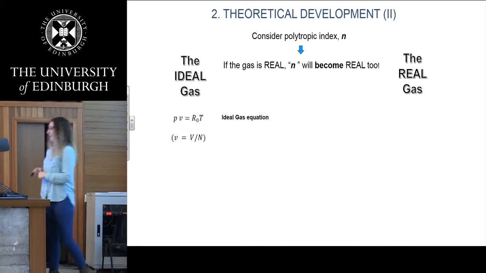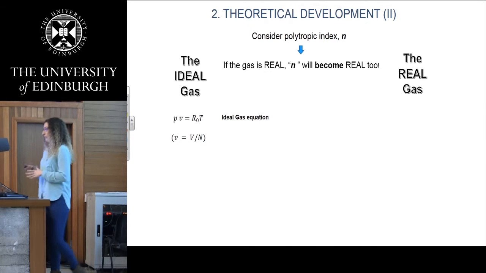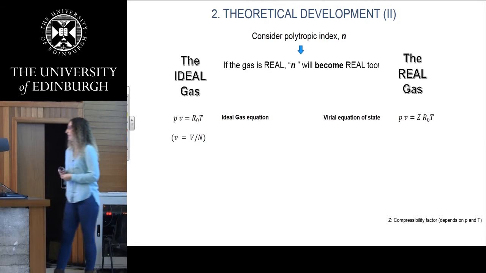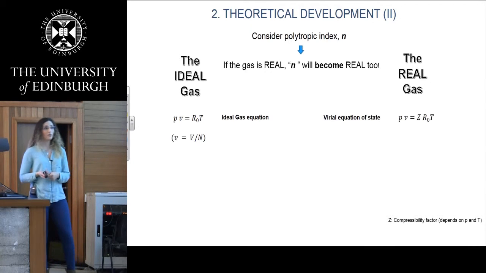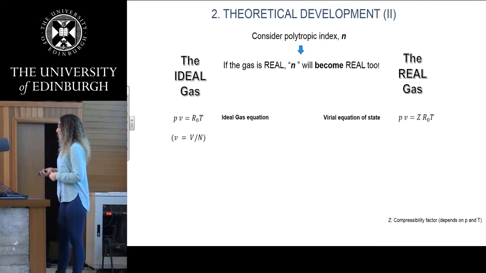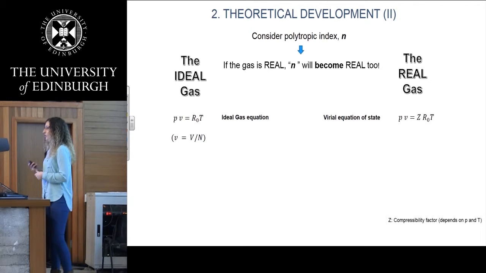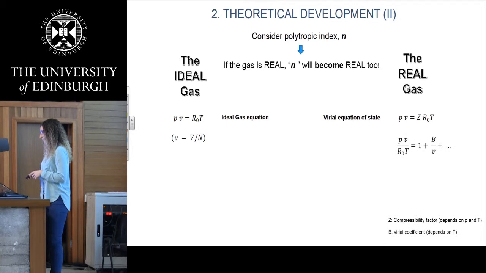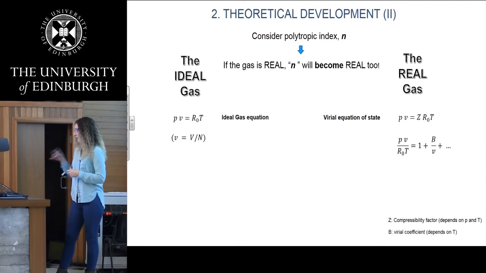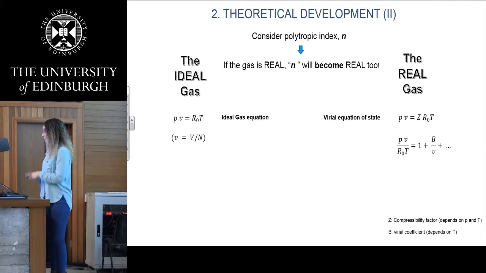As I said before, the ideal gas has the ideal gas equation. I always work with molar volume because then I can forget about the number of moles, which is something that, well, we engineers don't really trust. And for the real gas, we have the virial equation of state. As you can see, it's quite similar to the ideal gas equation, but we have the compressibility factor that depends on pressure and temperature, and it's a way to compare the real and the ideal gas. This equation can be expressed in this way in terms of the virial coefficient that only depends on temperature.